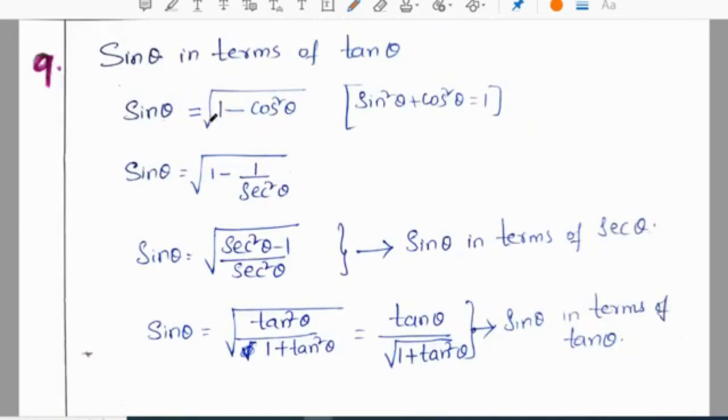So sin theta formula is root over 1 minus cos square theta. It is based on the identity 1. So sin theta is equal to root over 1 minus 1 by secant square theta.